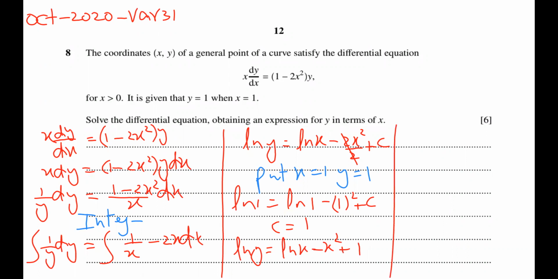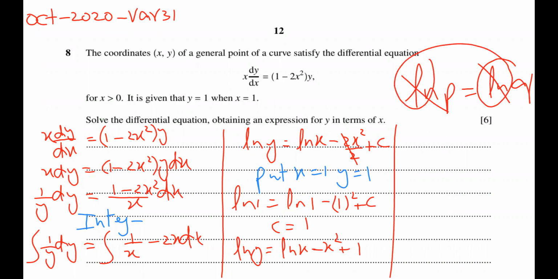So this is done. But he said no, not ln y, I need y alone. So I have to remove the logarithm. What is the basic criteria to remove the logarithm? I need logarithm on both sides. For example, ln p and ln q, you can cancel this. But the only criteria is we must have a single log on the left side and a single log on the right hand side.